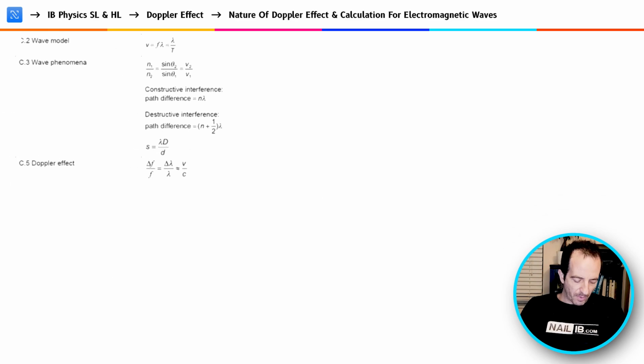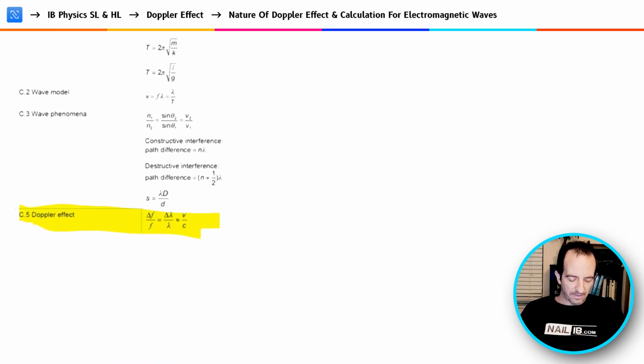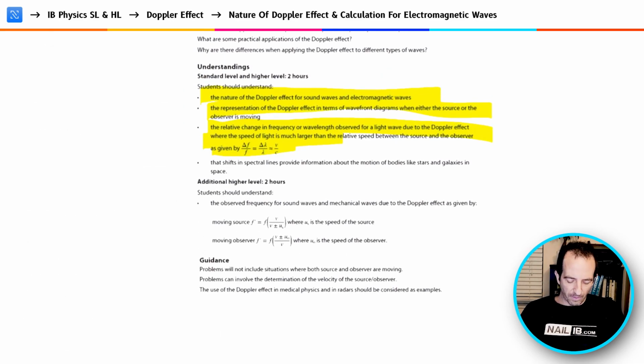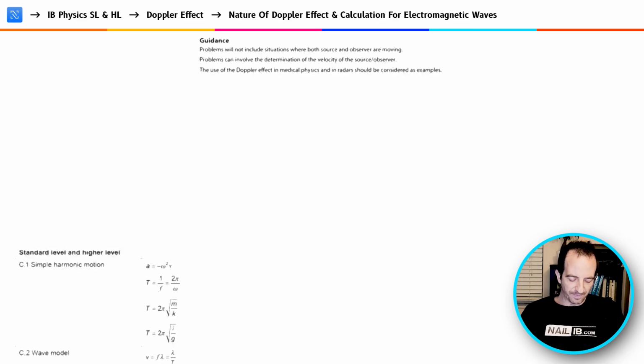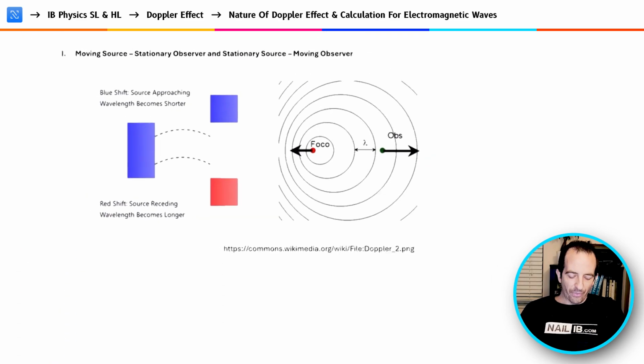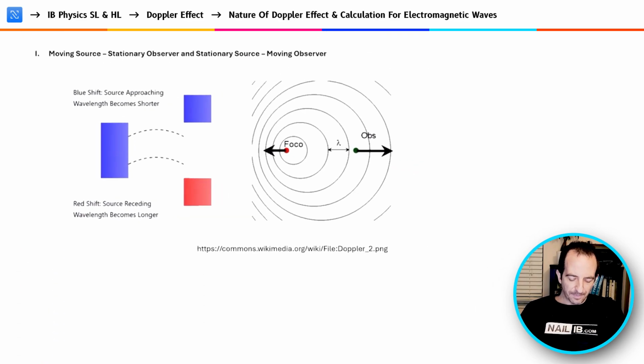And also, within the data booklet, here's a formula that will probably become useful in the calculations for this video. One thing you should note is that this formula and what we're discussing calculation-wise in this video will be with respect to electromagnetic waves. The Doppler effect with respect to the calculations on sound waves and mechanical waves comes up later in HL-specific content. Getting started with the theory of the Doppler effect.